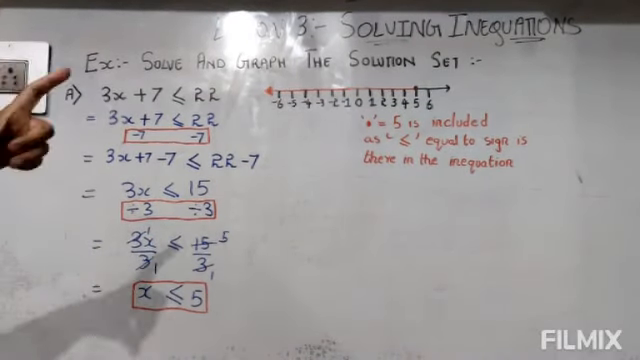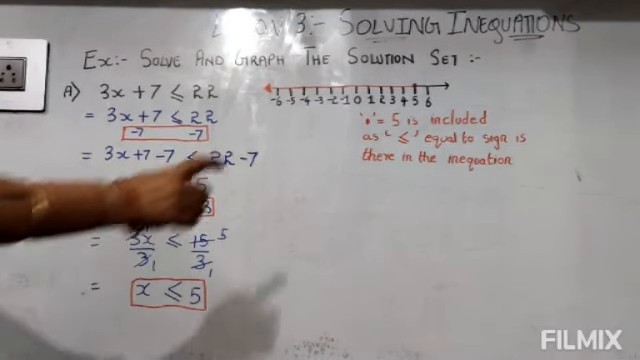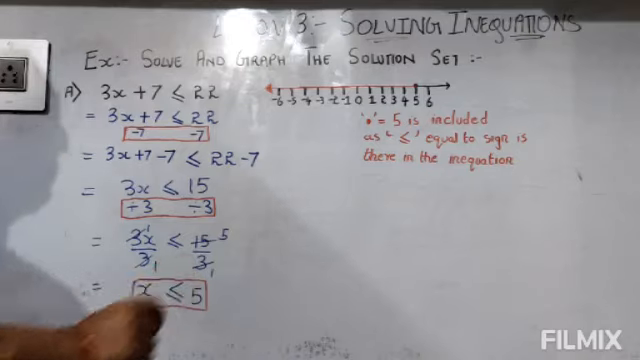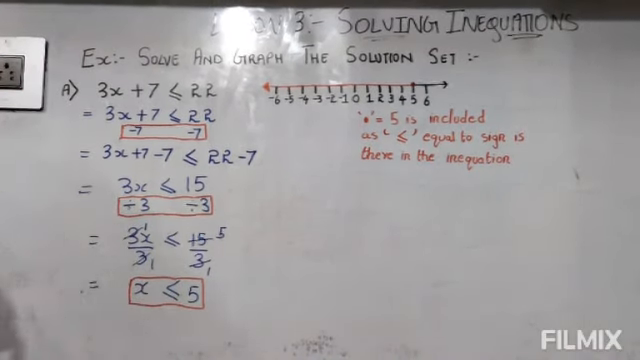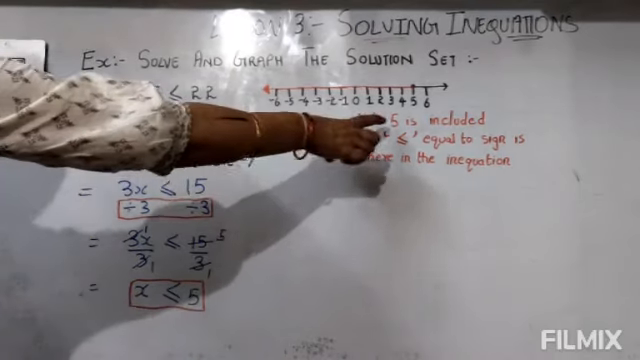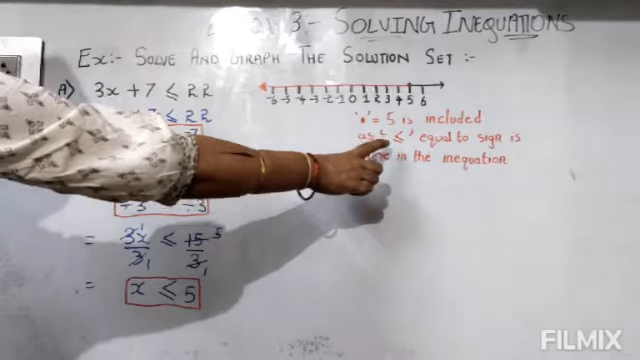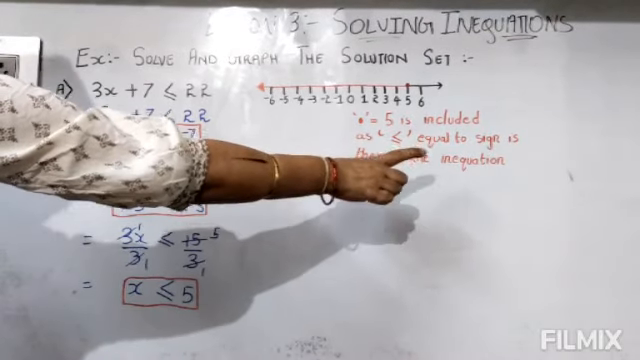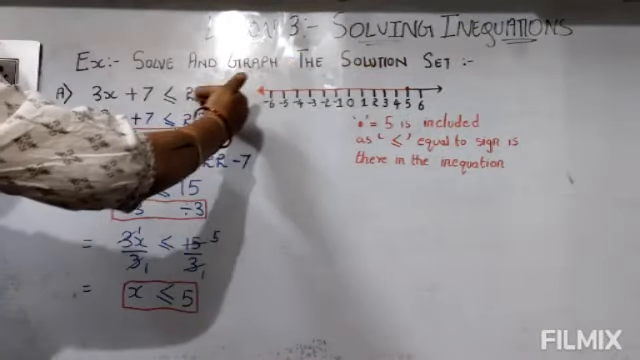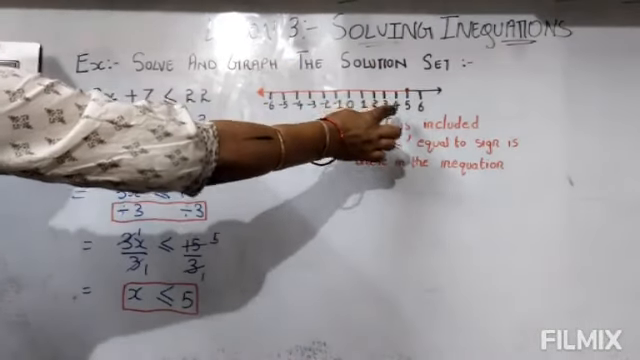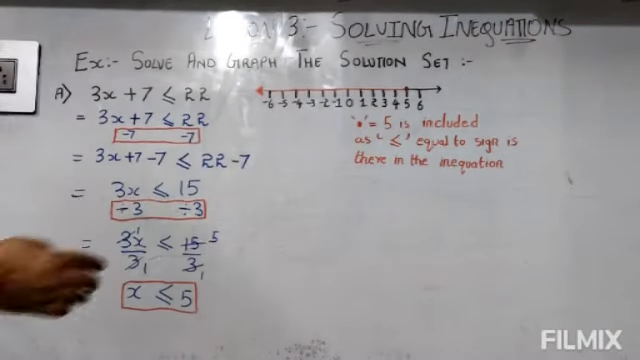But here you have lesser than or equal to. That's why I am putting this darkened dot here. And because the equal to sign is there, 5 is also included. So 5 is included as the lesser than or equal to sign is there in the inequation. It should come towards the left side: 5, 4, 3, 2. Because it is lesser than or equal to 5. That's why.